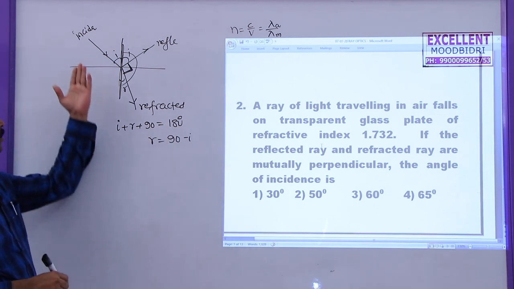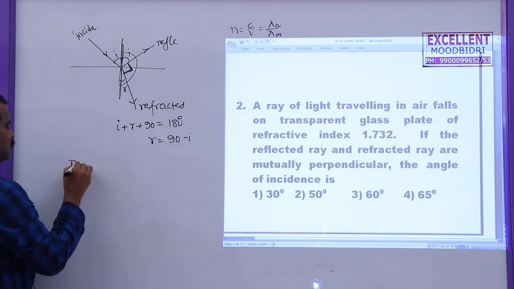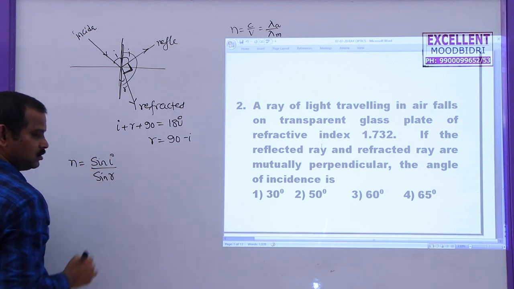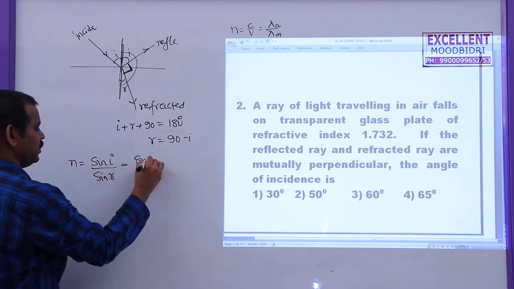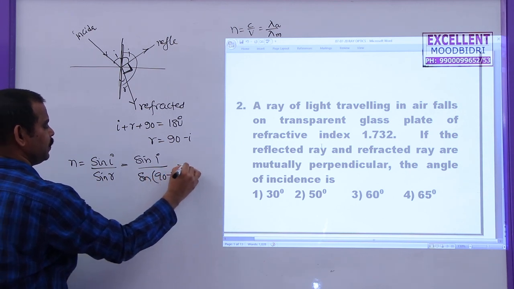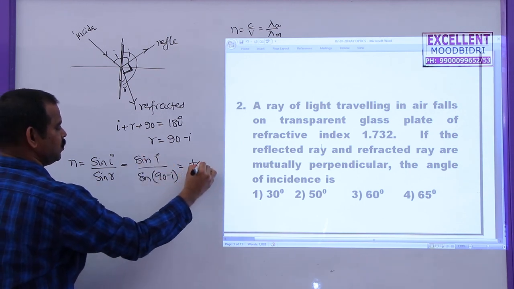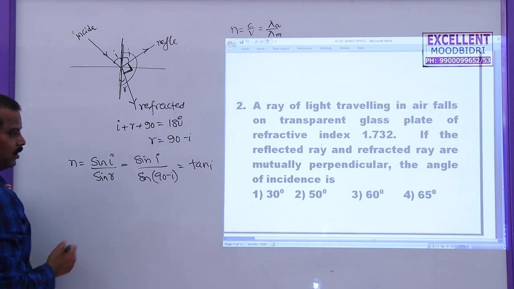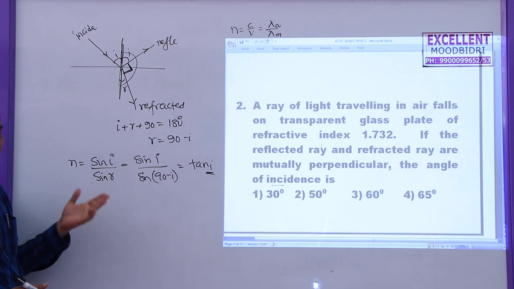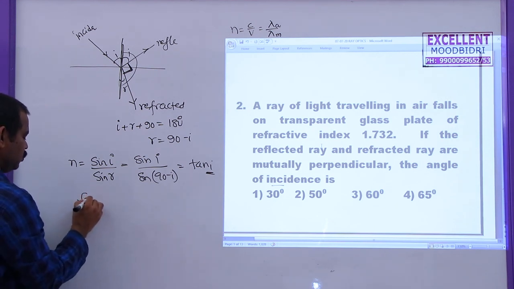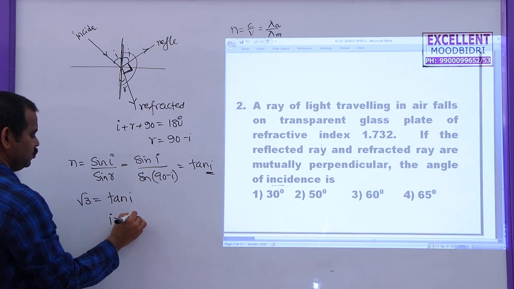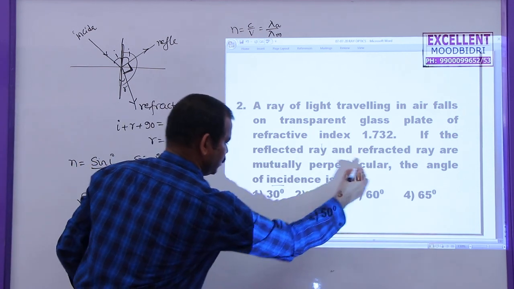We know that when light travels from one medium to another medium, we can write N is equal to sin I by sin R according to Snell's law. So you can write sin I by sin of 90 minus I. This is sin I by cos I, which is equal to tan I. What is this angle of incidence? They are asking I only. This we call Brewster's law in wave optics. So directly I am writing N is equal to root 3 is equal to tan I, so I is equal to 60 degrees. So option 3 is correct.